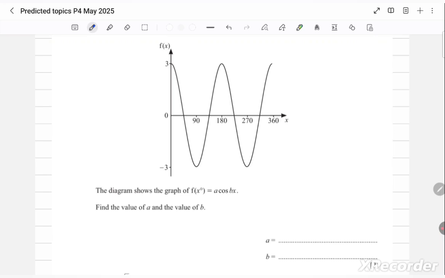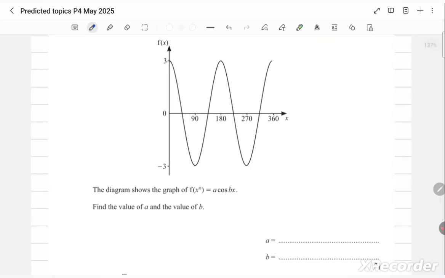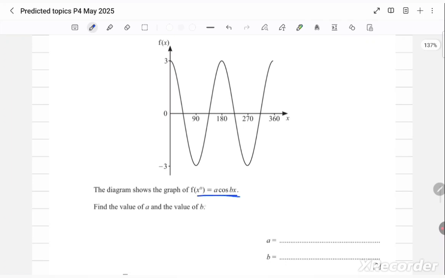Next question in international math is the function a cosine bx. To make it very easy for yourself, you should know what's a, what's b. A is amplitude.